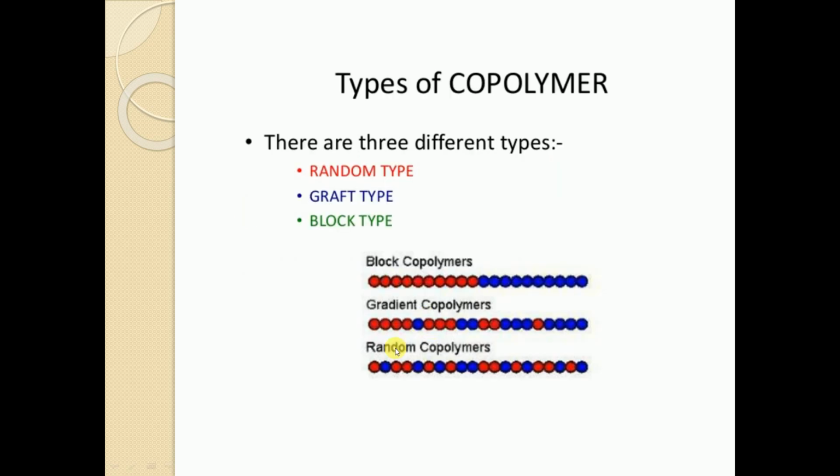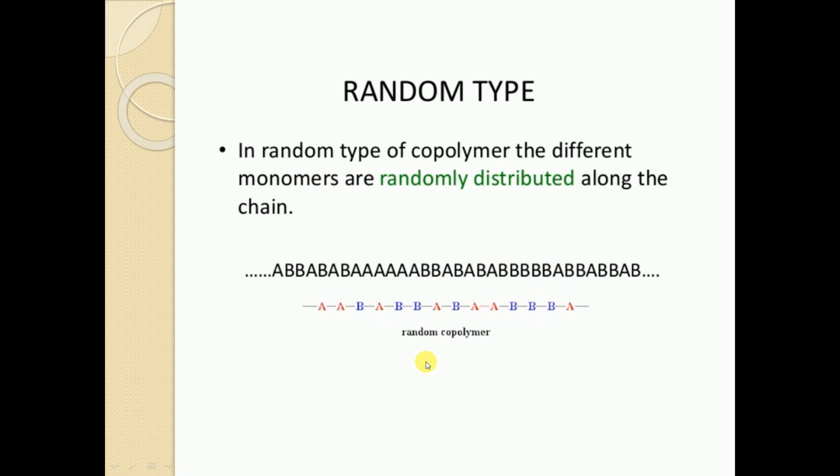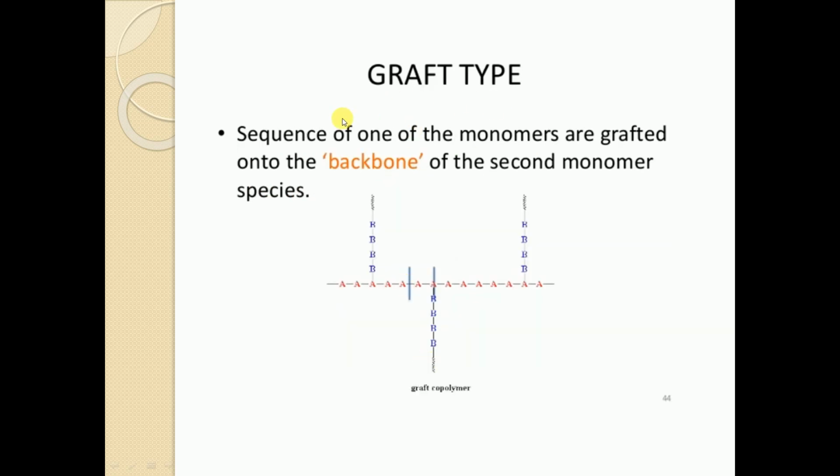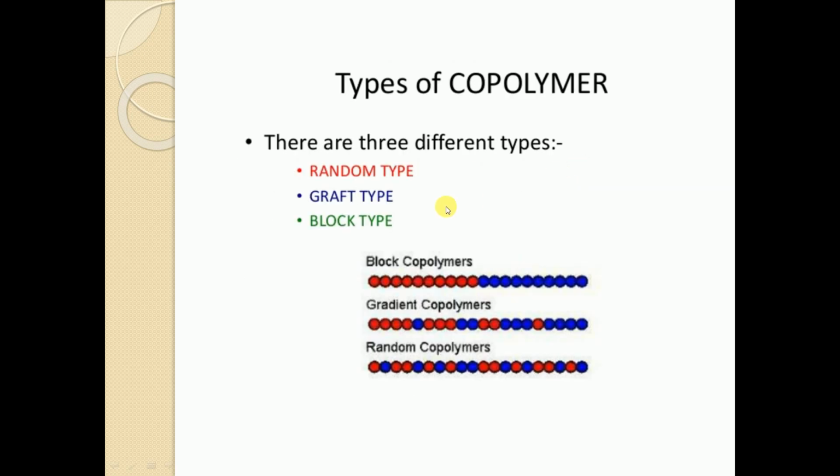This is the chain, and the two monomers are randomly distributed along the chain. This is known as random polymers. The graft polymer is a sequence in which one of the monomers is grafted onto the backbone of the second monomer species. See, one is grafted to the backbone of another. Can you see this?